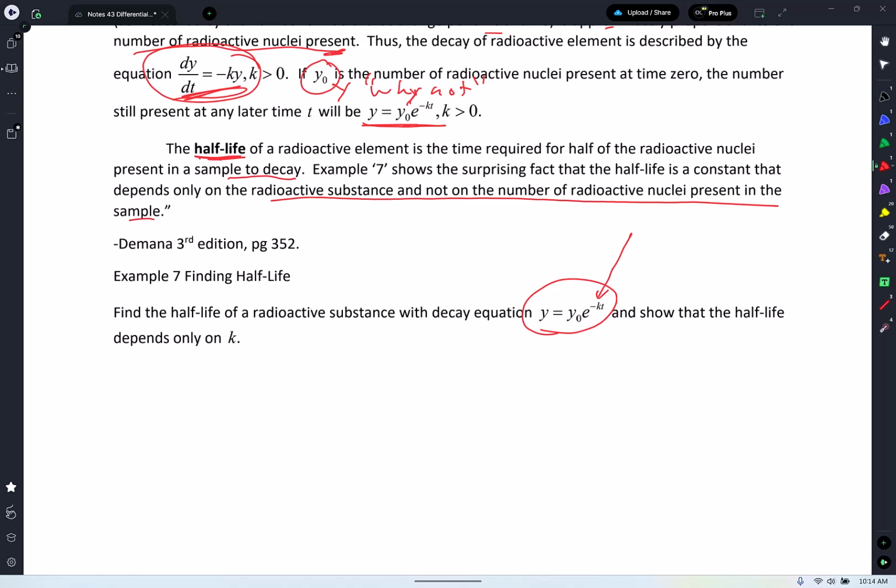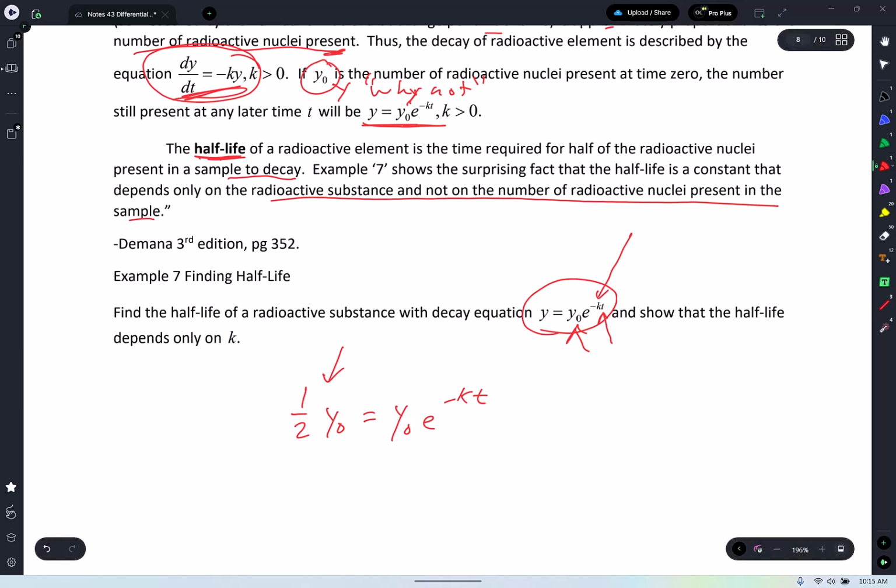Okay, half-life. What they're telling me here, guys, is to solve for the half-life, and when I solve for the half-life, I'm only going to have k and not the initial amount. It doesn't matter how much you have. That's what they're telling me. So look, if you have half of something, that's this: 1/2 y naught equals y naught e to the negative kt. See? So this is half of what you started with. Because see, it says half times y naught. Does that make sense to you guys?